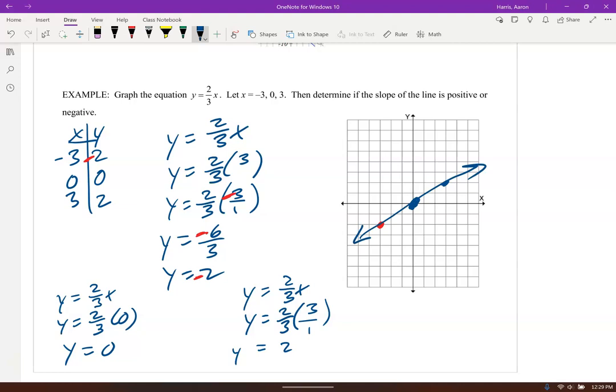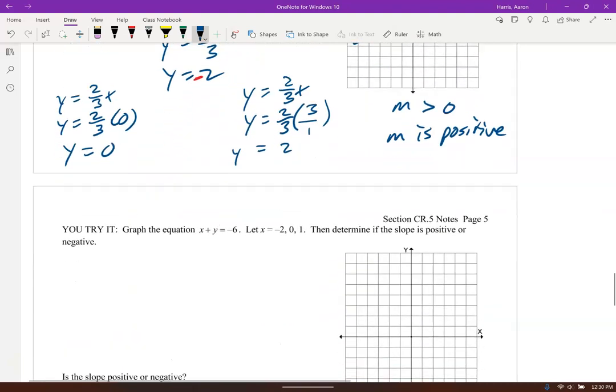And then we say, well, it's going up and to the right. So our slope is positive. Slope is positive.